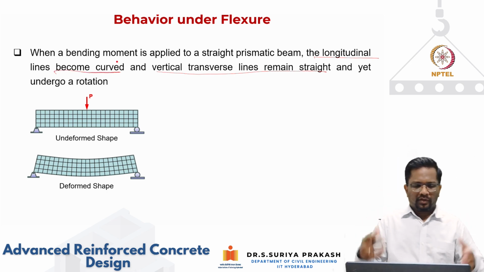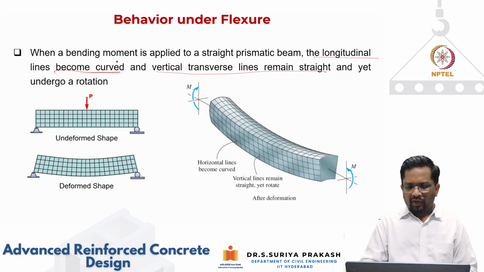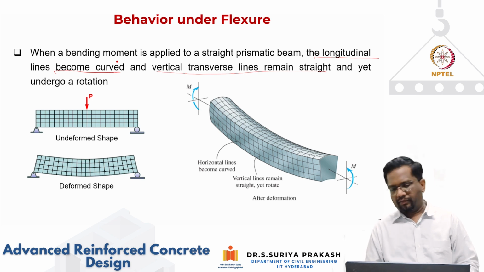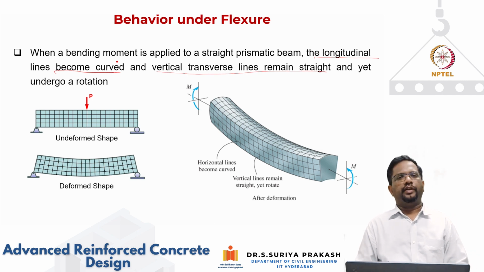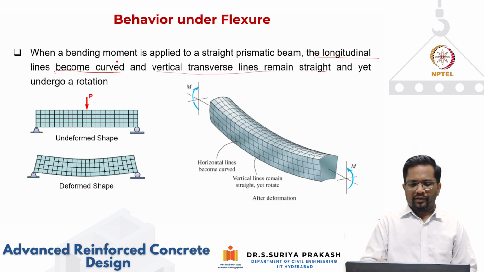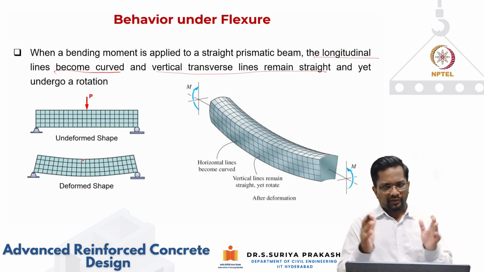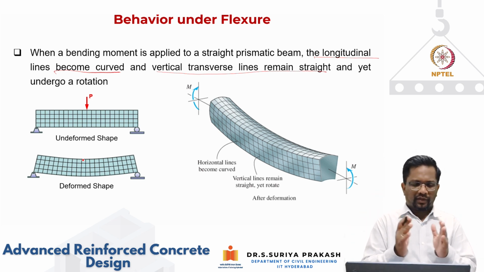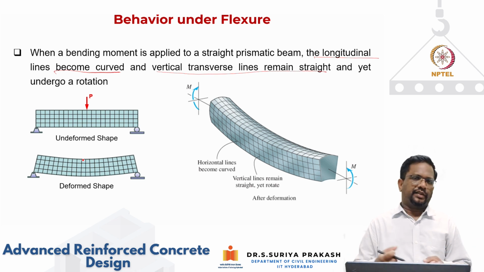This is the way in bending the beam is going to deform, and this is a three-dimensional illustration. You can see that after deformation, the vertical lines are going to remain straight. However, they're going to rotate, and the horizontal lines become curved. If you look at the top, the elemental length is getting reduced, and at the bottom the horizontal line is getting extended.